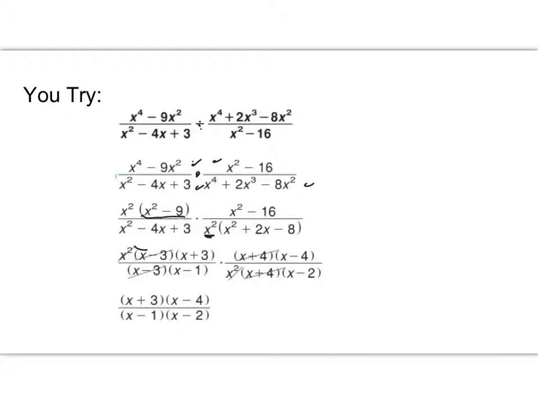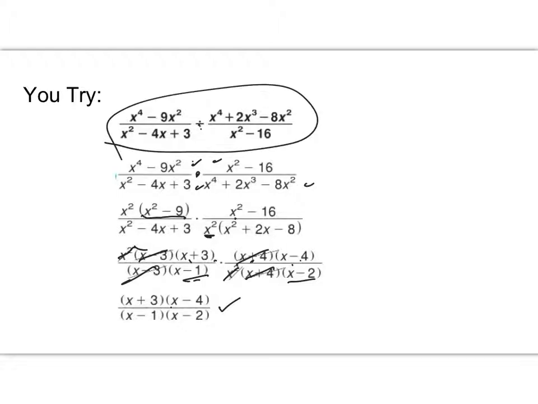And then with this x squared minus 9, that's the difference of two squares. So that actually turns into x minus 3 and x plus 3. And over here, this is the difference of two squares. That turns into x plus 4 and x minus 4. And factor the bottoms. You can cancel out the x squares, the x minus 3s, the x plus 4s. Well, this is just a mess. And I'm left with x plus 3 times x plus 4 over x minus 1 times x minus 2. And this whole mess up here turns into this less of a mess down here.